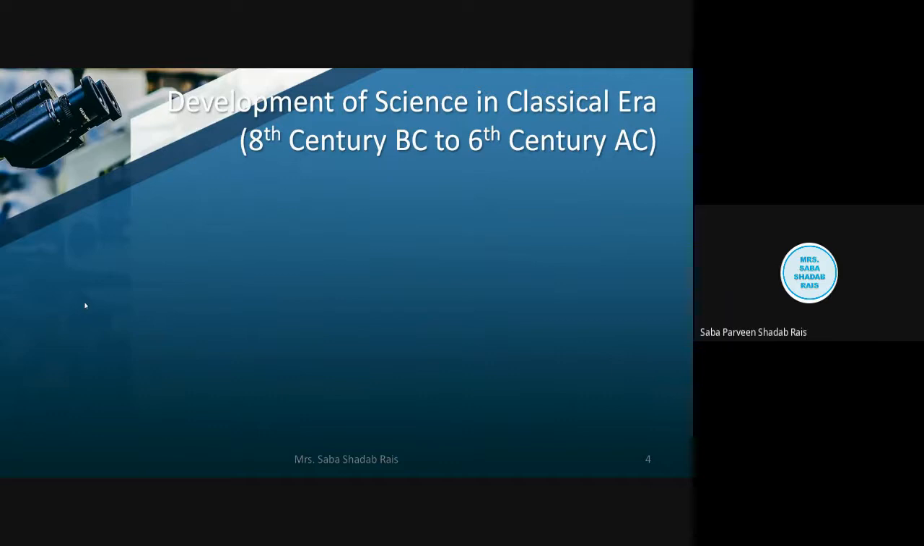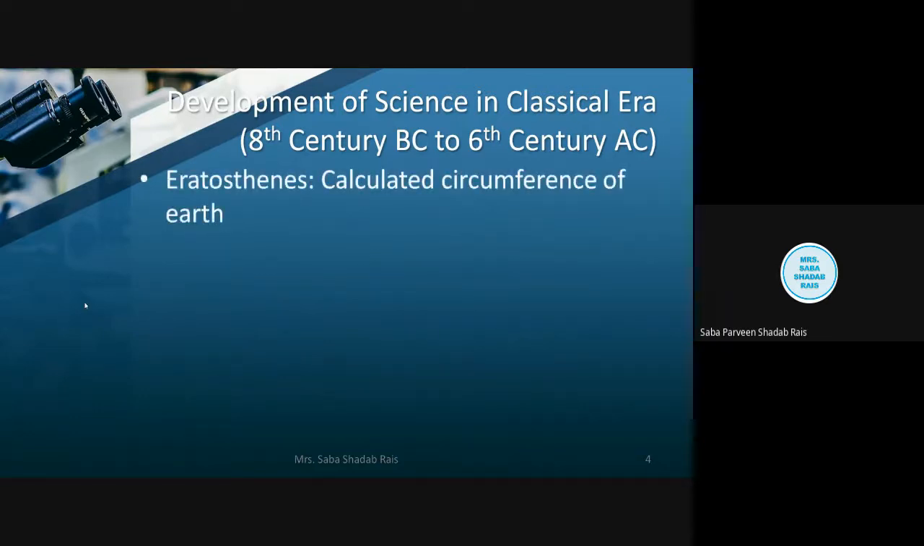Now another philosopher, Eratosthenes, was the first to accurately calculate the circumference of the earth. Circumference means taking the outer surface; suppose I take the surface of my screen, the circumference is all its border. So he was the first who calculated the circumference of the earth.